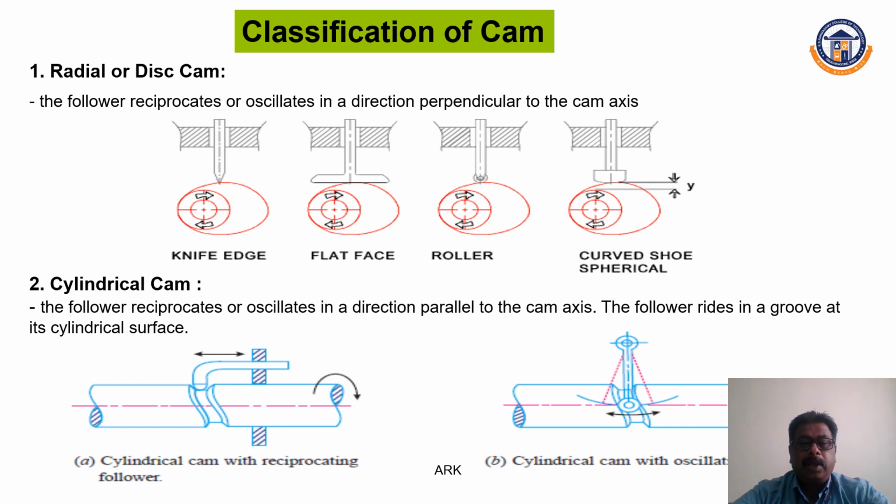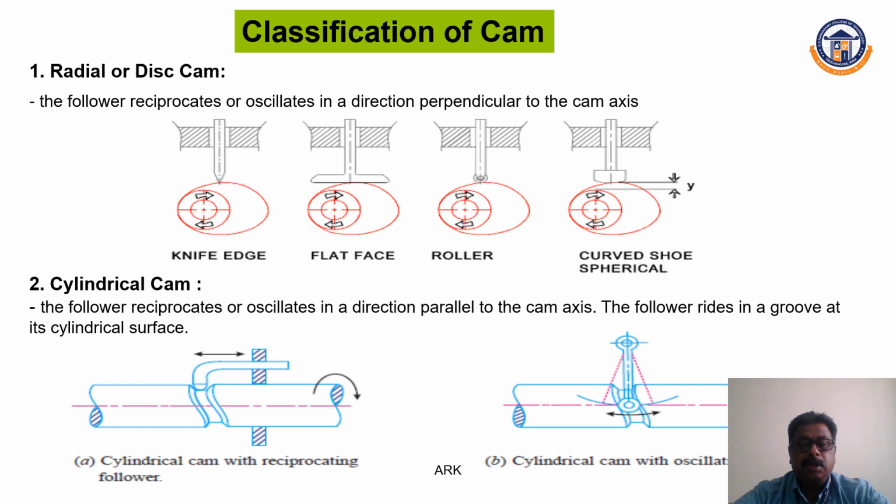The cam may be classified into radial or disc cam. When the follower reciprocates or oscillates in a direction perpendicular to the cam axis, it is called a radial or disc cam. Examples: knife edge, flat face, roller, curved or shoe, and spherical shape followers are some of the examples for radial or disc cam.